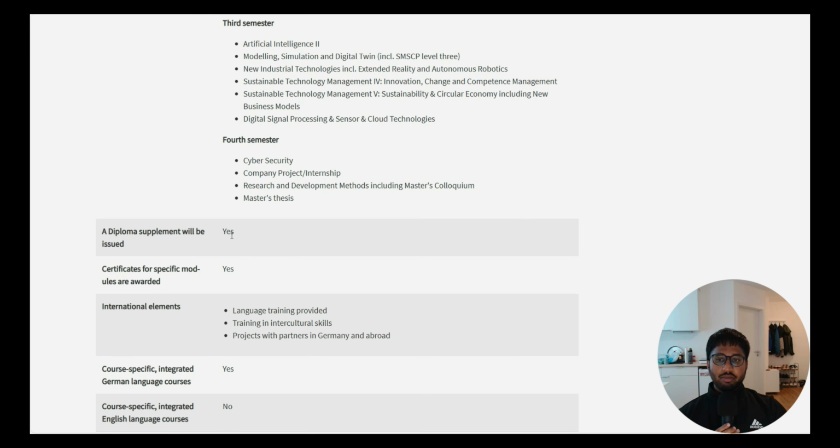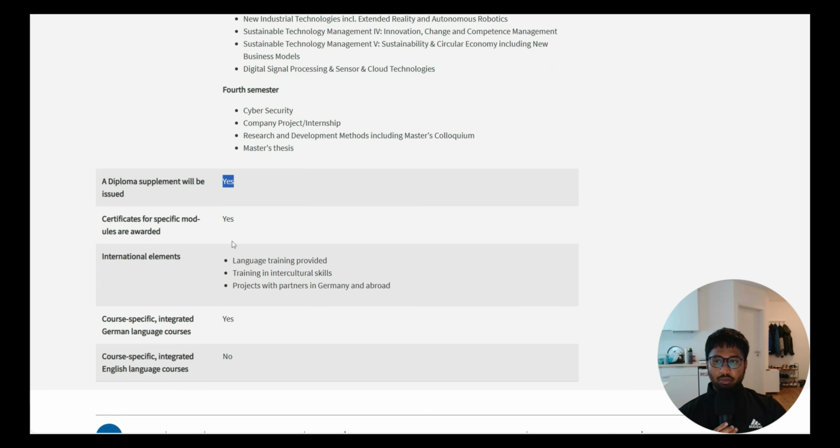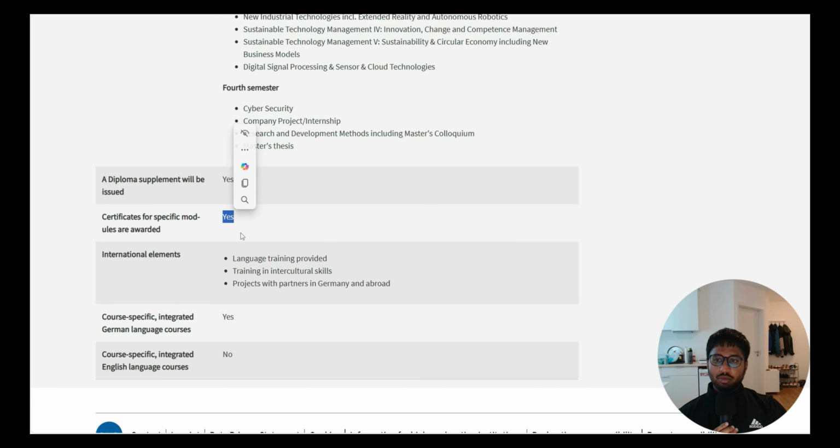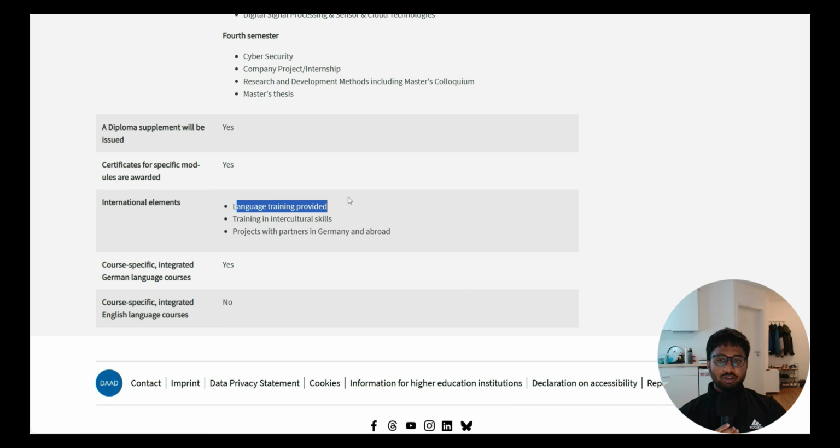Then a diploma supplement will be issued at the end of the degree. That is normal. As soon as you finish the degree, you will get a diploma supplement awarded. Certificates with the special modules are awarded. You can also get special module certificates. International elements: language training program, training in intercultural skills, projects with partner companies in Germany and abroad.